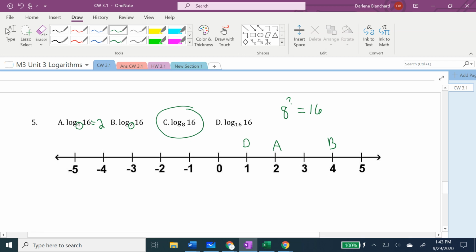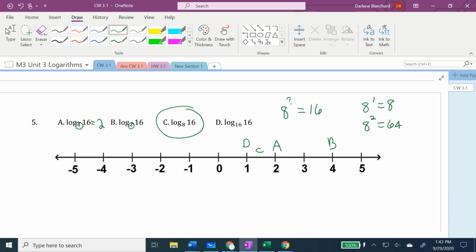So I want you to think about it: 8 to the 1 power gives you 8. 8 squared gives you 64. So basically, this is somewhere between 1 and 2. I don't need you to know where in between them, but just that it's in between them. So just put it somewhere in here. That's it. Somewhere in between there.